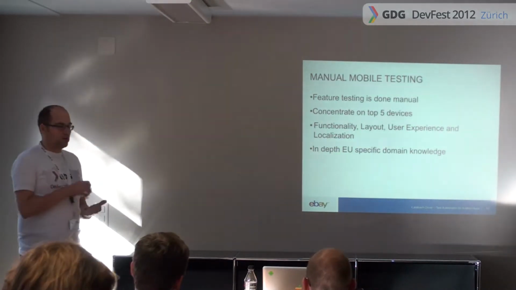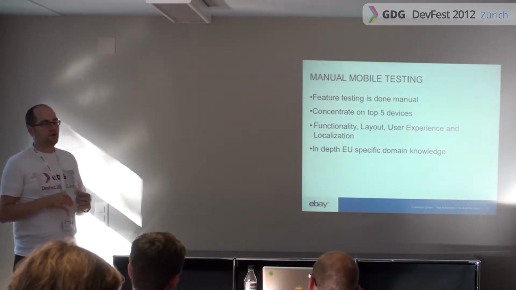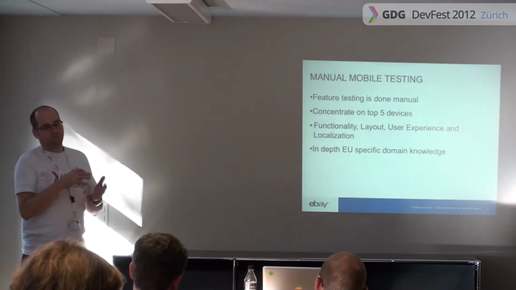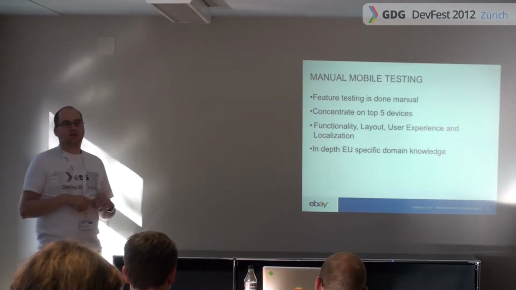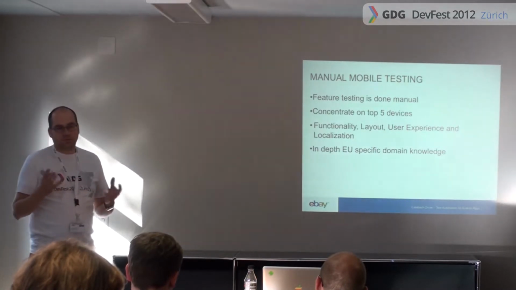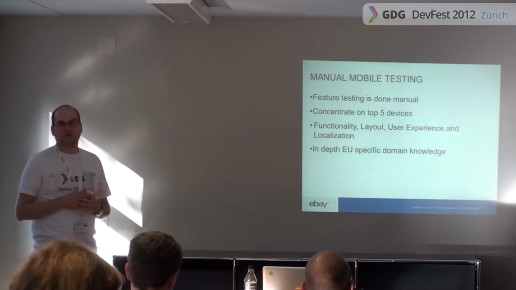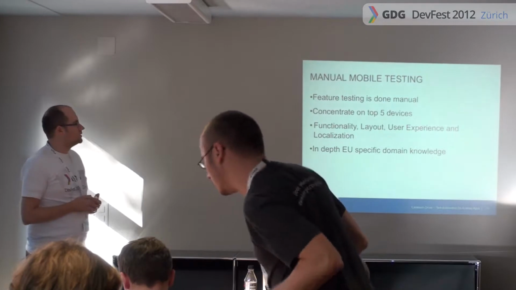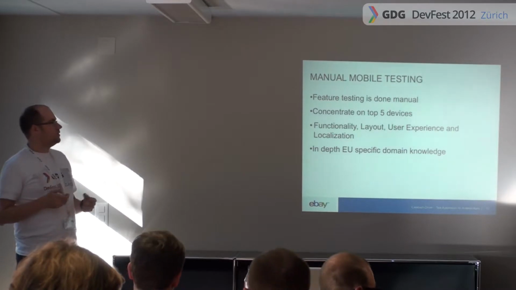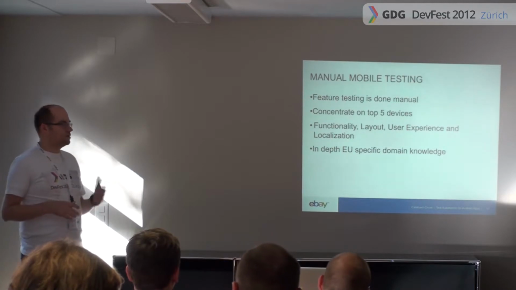And we are looking at the user statistics and the top 5 devices. And with them we already have a good coverage. And also we look at what kind of special devices are there, for example, the Galaxy Note with the large display and this kind of stuff. And with this we can handle it in some way, but still you have a lot of devices that you need to test. And we just buy them. And during manual testing we focus on the functionality, the layout, user experience, and the localization.